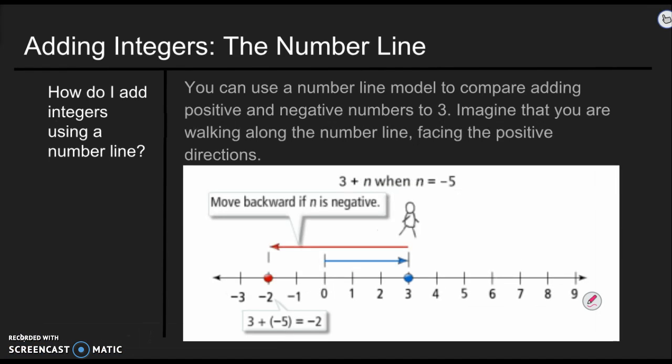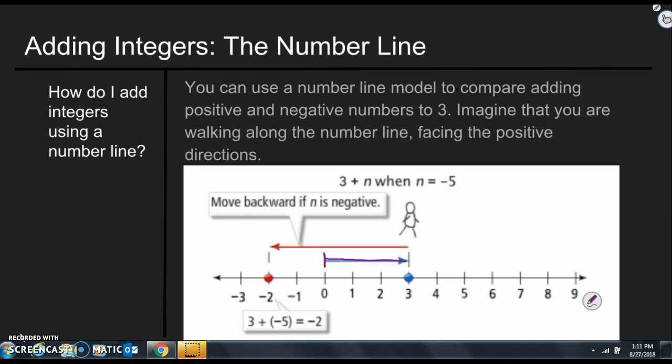Let's look at a similar problem. This time we're adding negative 5. For this problem, we are going to start at 0, and we're going to move forward 3 units because 3 is the first number within our expression. From there, we are adding negative 5. Since we are adding a negative number, we are going to move backward in the negative direction.